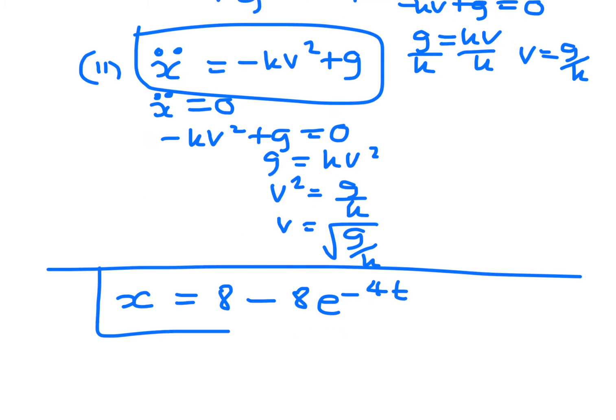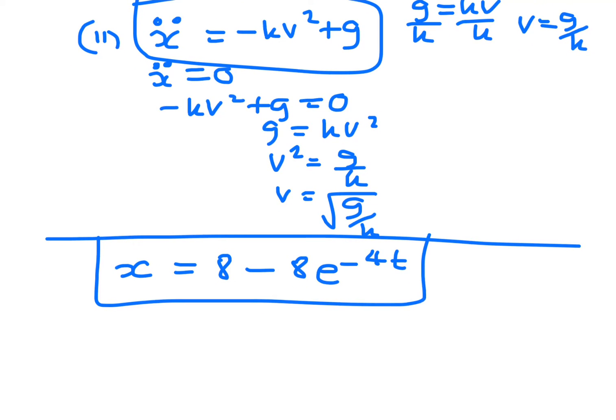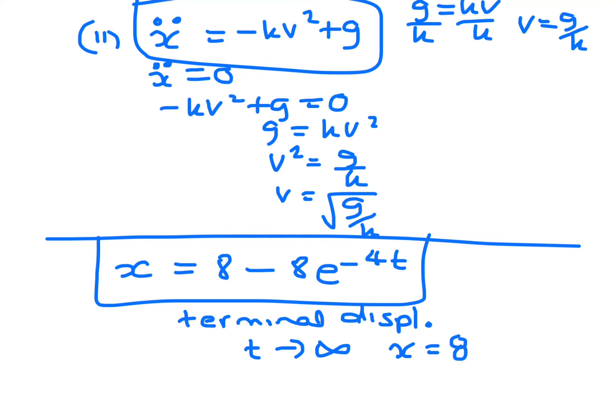Now say we have the displacement equal to 8 minus 8e to the minus 4t. If you're asked for the terminal displacement, you just make time go to infinity, so that'll be x equals 8 minus 8 over e to the 4t. The bottom gets bigger and bigger, so this part goes to 0, so x will approach 8.